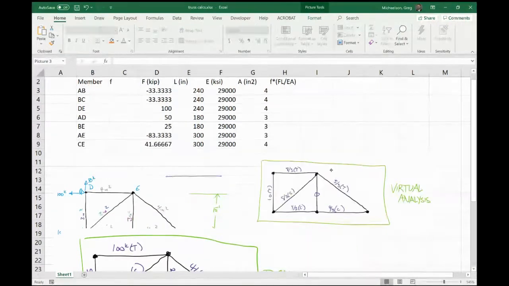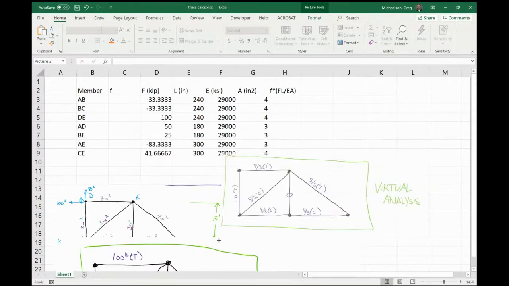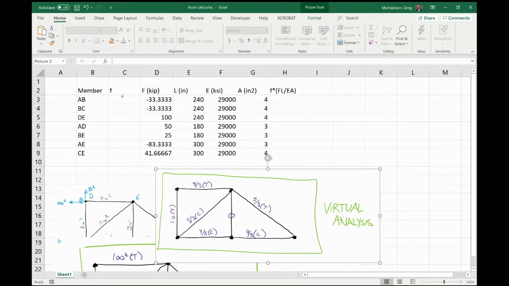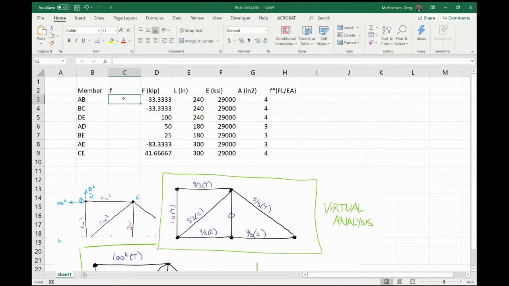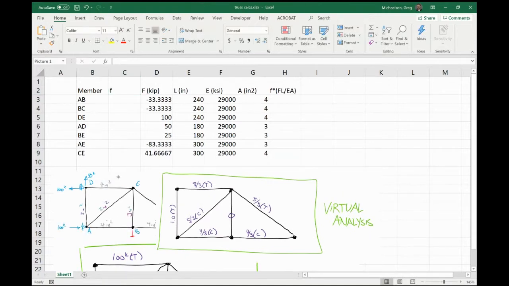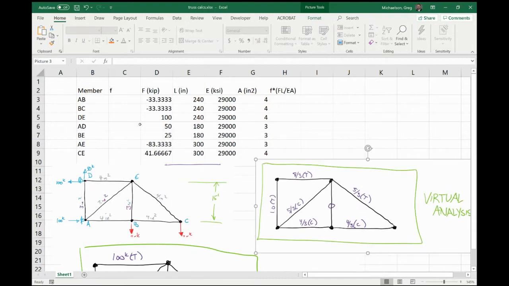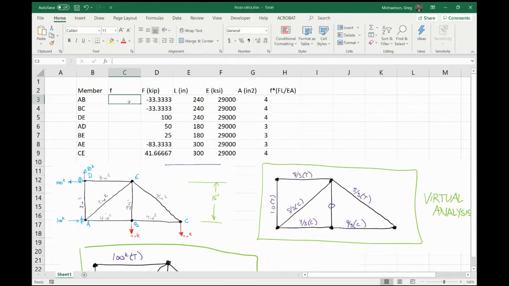All right. There's the virtual analysis. I know it's probably kind of a mess with the organization, but I'm just sort of shooting from the hip here. So here's this, here's that. Okay. So member AB, that was negative 4/3. Anything with this one? This is 8/3.